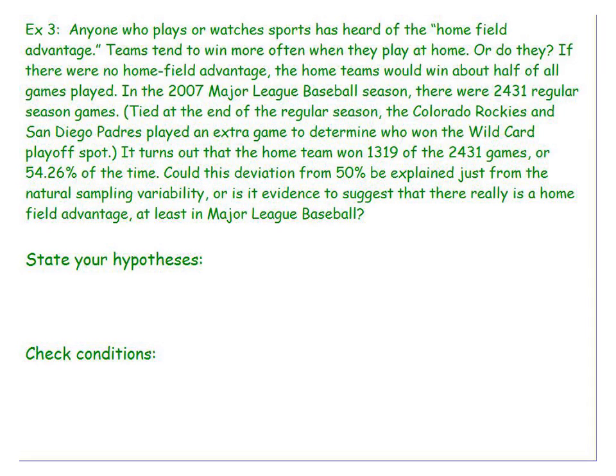So we need to state our hypotheses. Well, our original would be that the chances of winning are no different. In other words, that the home team should win 50% of the time, and the away team should win 50% of the time. The alternative, so now we're saying, could this deviation from 50% be explained just from natural sampling, or is it evidence to suggest that there really is a home field advantage? Which means home field advantage is you have a better chance of winning. So that means that P is greater than 0.50.